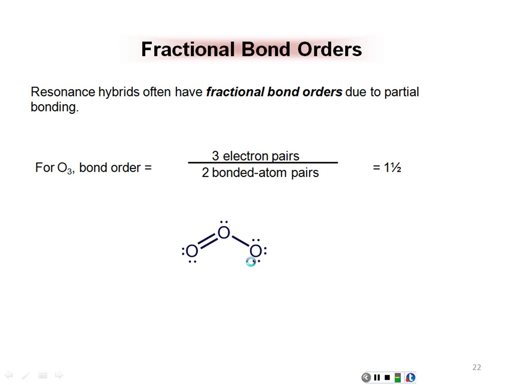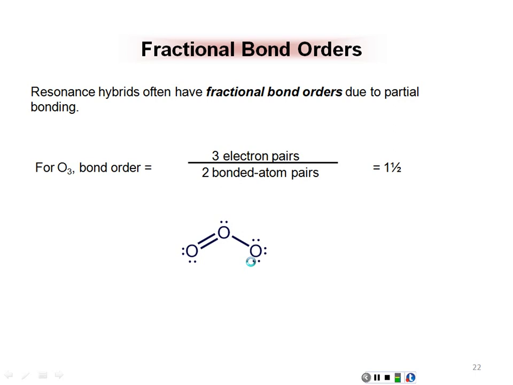And this gives us fractional bond orders. We talked a little bit last time about bond order. And resonance hybrid structures will give you fractional bond orders. So let's calculate the bond order for ozone. So you have 3 electron pairs in ozone, and you have 2 bonded atom pairs. So that will give you a bond order of 1.5.